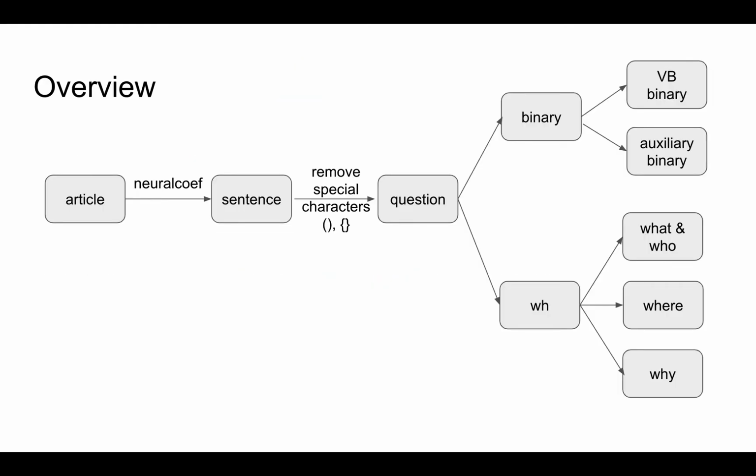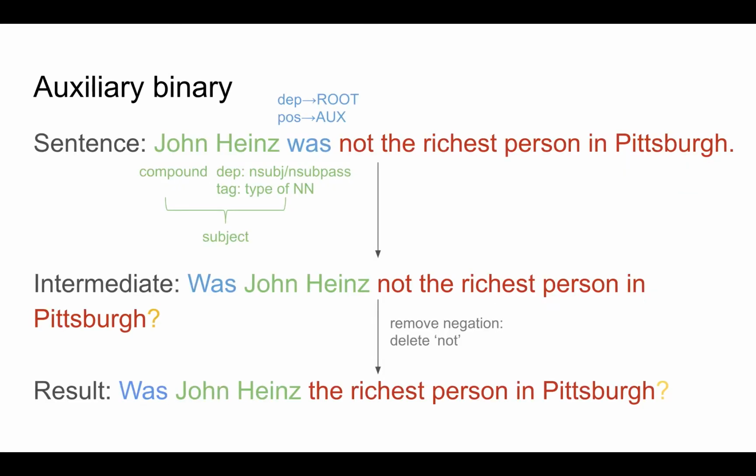Now, auxiliary binary questions. For sentences that contain link verbs, auxiliary verbs, or modal verbs, we generate binary questions for these sentences in slightly different ways. Our first step is to find the subjects, which is John Hines. Next, we find the root auxiliary verbs, and the rest of the sentence remains intact as well.